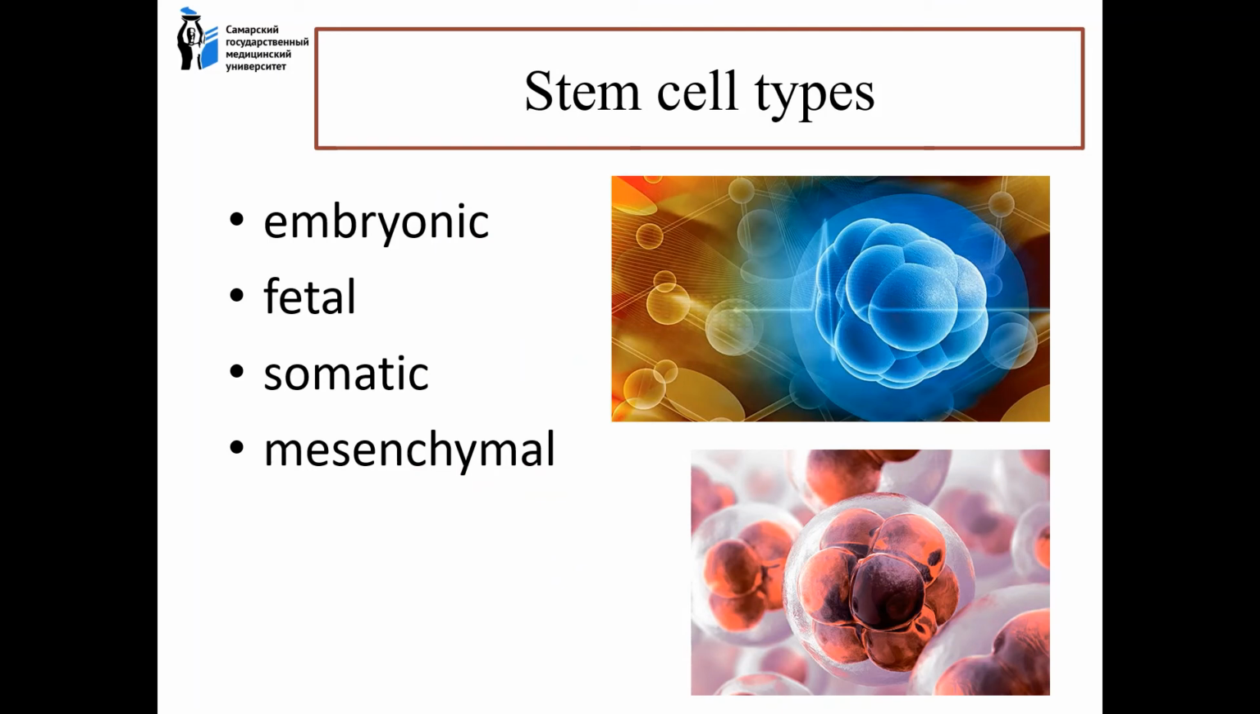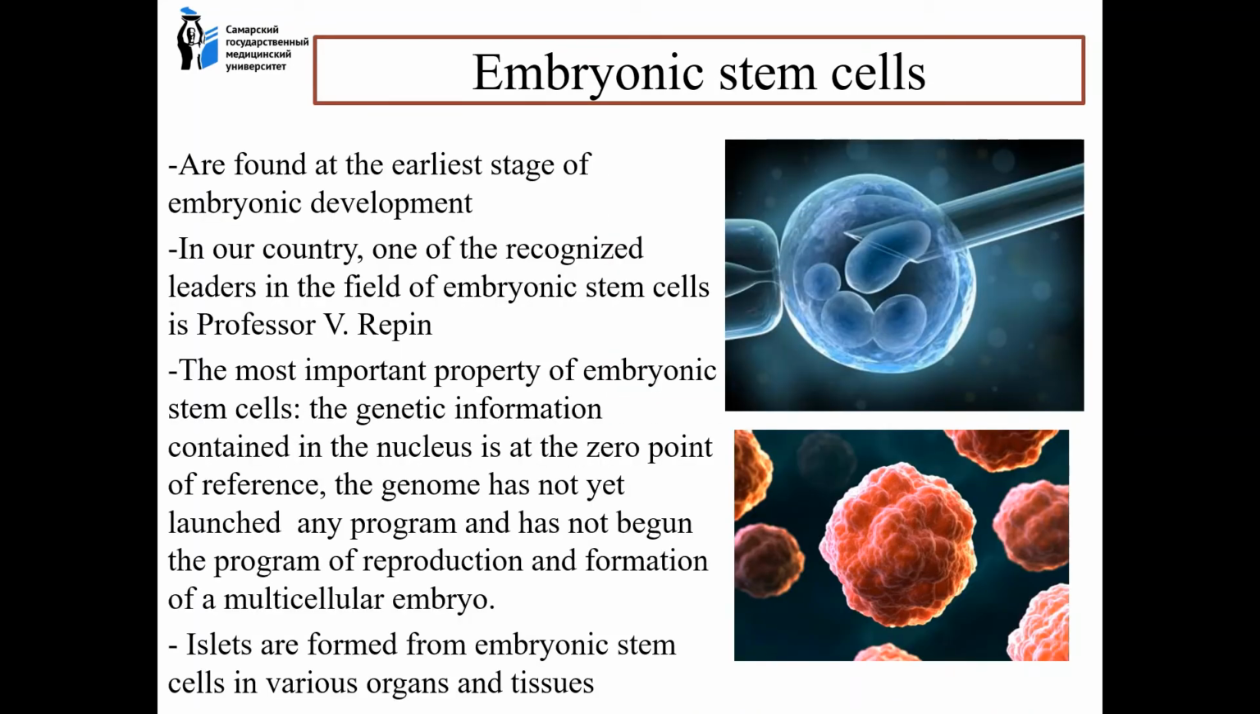Depending on their sources, there are the following stem cell types: embryonic, fetal, somatic, and mesenchymal. Well, let's study all these types. At first, embryonic stem cells. These cells are found at the earliest stage of embryonic development. In our country, one of the recognized leaders in the field of embryonic stem cells is Professor Repin.